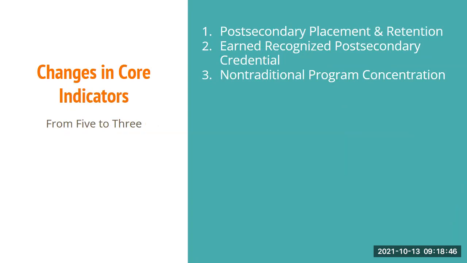Changes in core indicators. The core indicators are how we're actually assessed on whether or not we're making progress with our Perkins investments. They inform our negotiated Perkins performance targets and are used to assess whether or not we've come within that 80% of those targets annually. There used to be 5 and now there's just 3. So the original 5 are still part of the 3. They're just tucked in there a little bit differently. So here are the 3 on the screen.